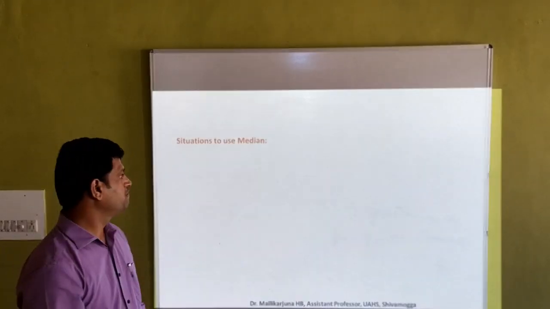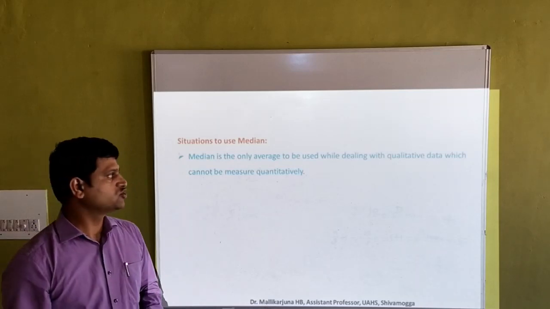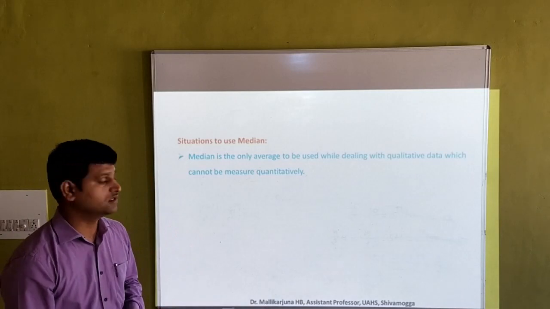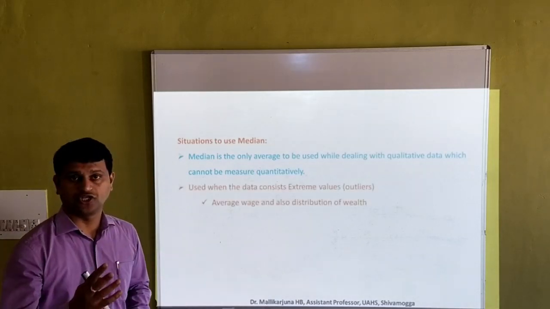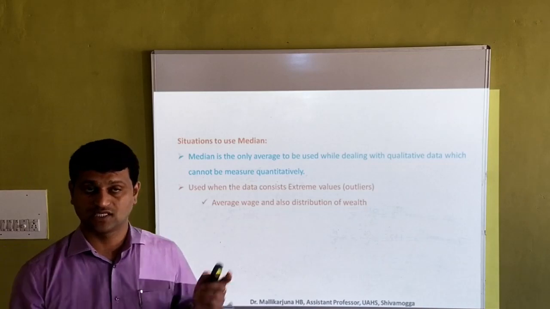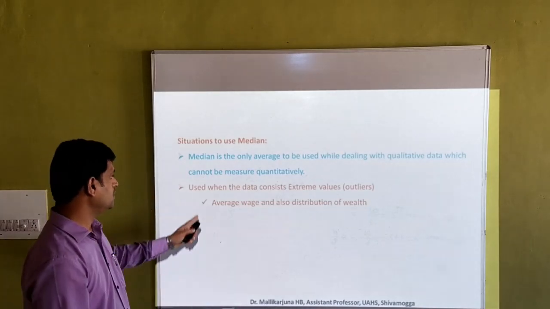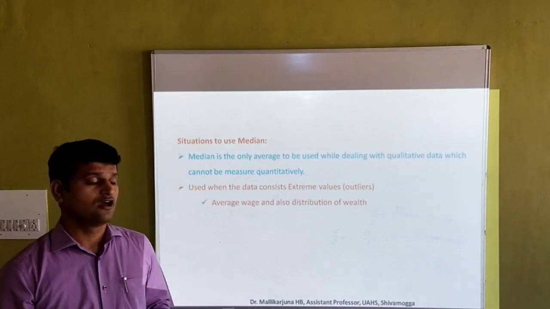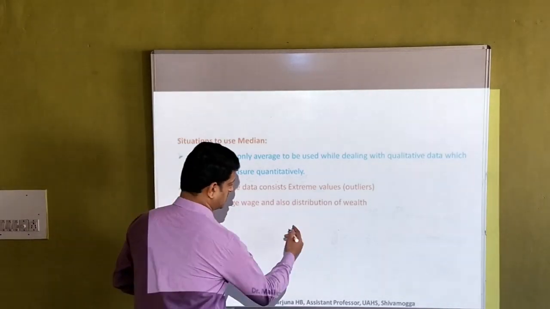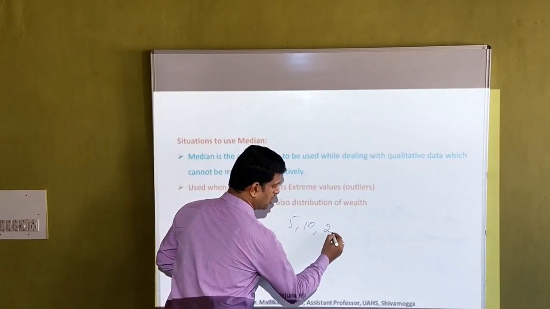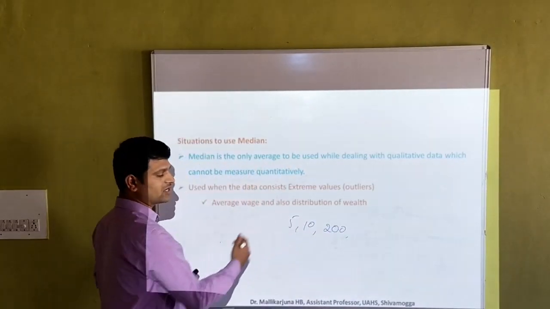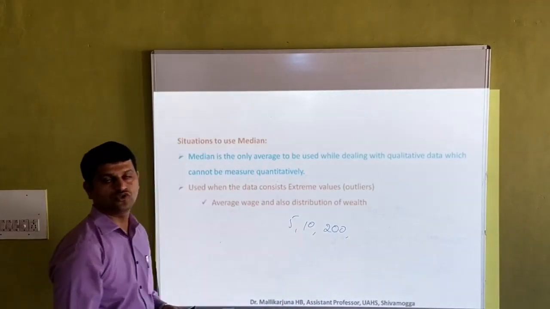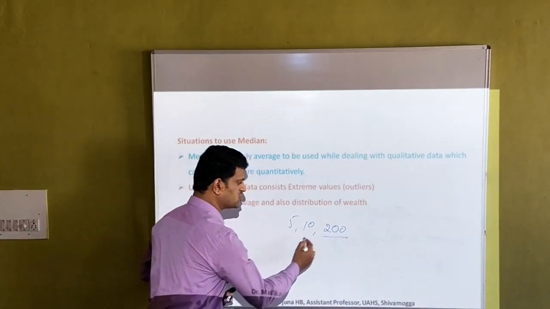Coming to situations, median is the only average to be used while dealing with qualitative data, which cannot be measured quantitatively. For example, honesty, average intelligence; in those cases we will use median. It is used when the data consists of extreme values, nothing but outliers. Already I told, for example, 5, 10, 200. To find out the average of these three observations, 5, 10 and 200, we have to use median. Here 200 is an extreme value.